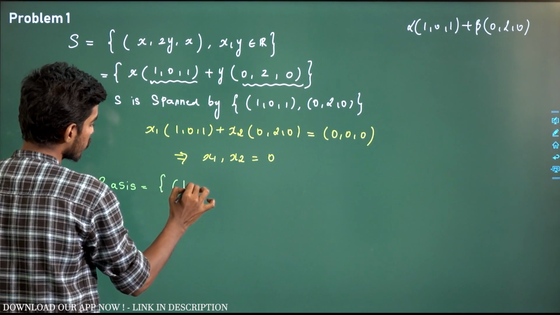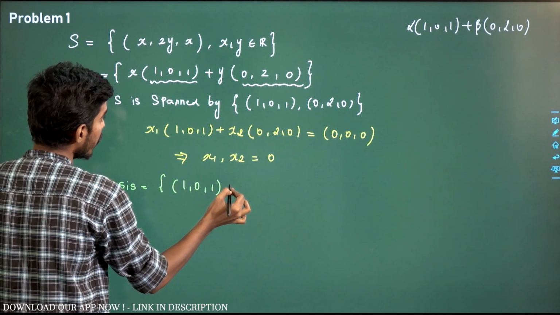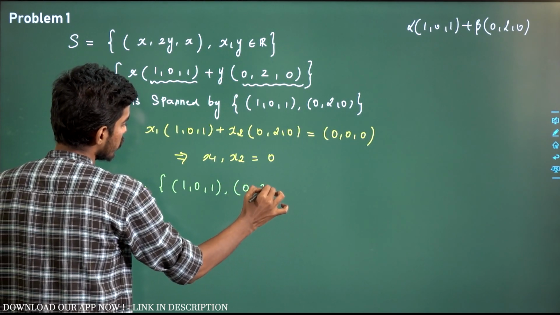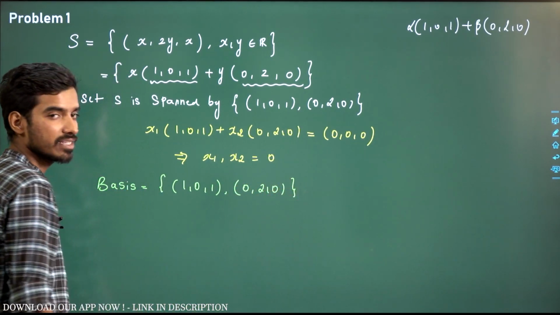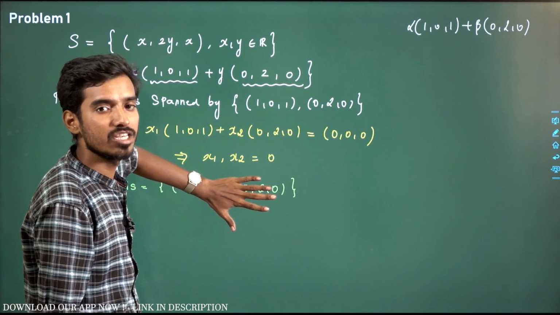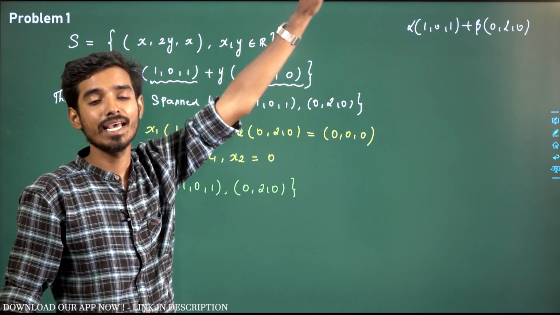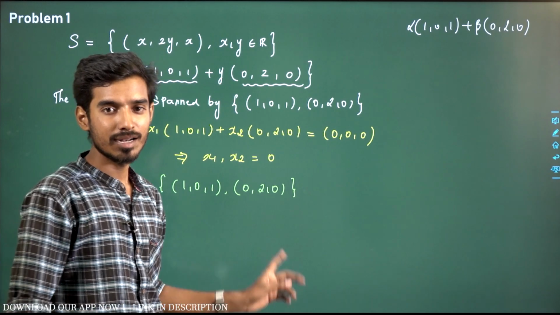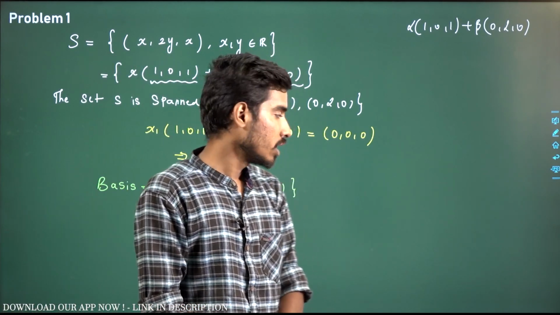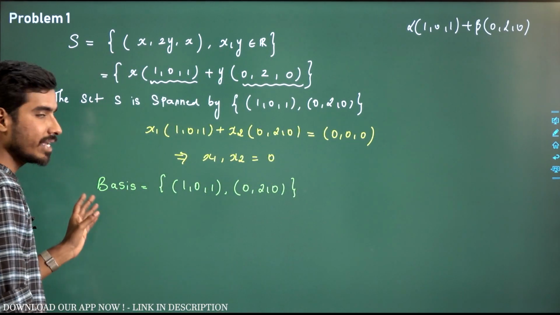(1, 0, 1) and (0, 2, 0), right? So this is the basis for S. That is, with the help of these two elements I can span the entire vector space, and this also forms a basis. Okay, so what is the dimension?